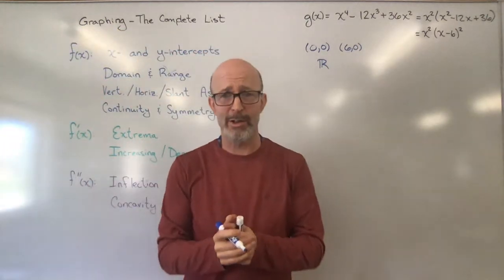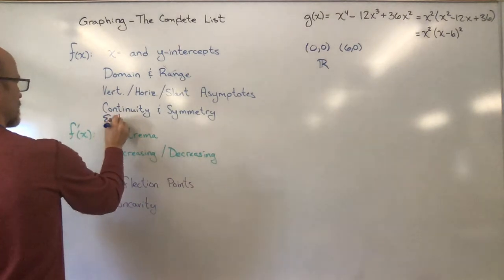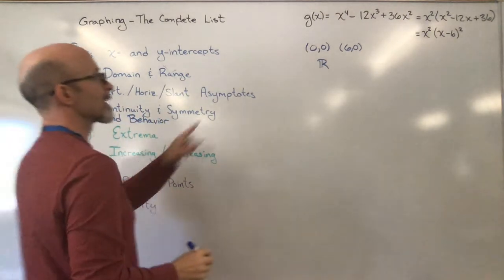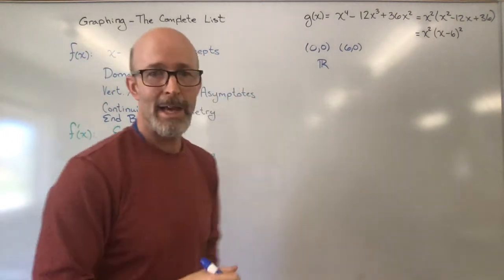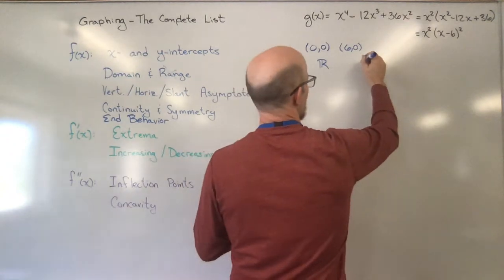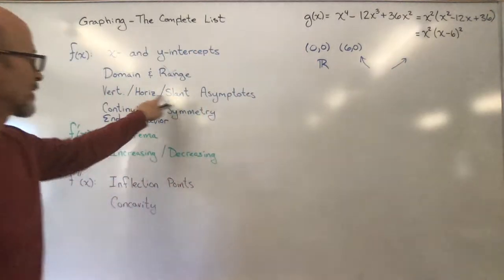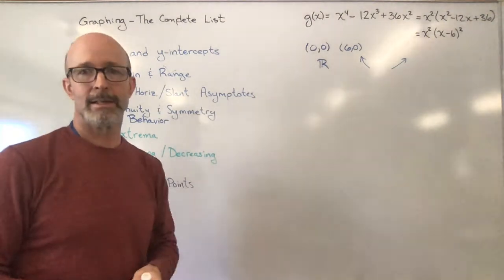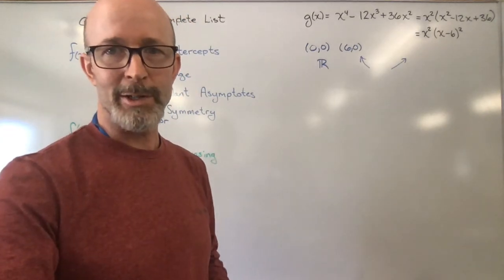I can also tell you the end behavior. I forgot to write that down. That's something else that you can find just by knowing this is a positive 4th degree. I know both ends are going to be going up. So that helps me. I know the domain is all real numbers. I know both ends of the graph are going up. There's no asymptotes, and it is continuous. It might be symmetric, but I'm not sure just yet.